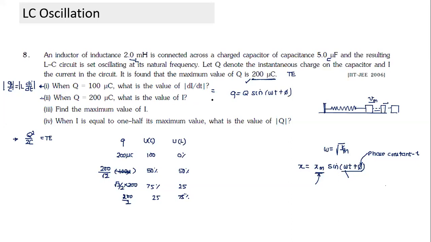So when Q is equal to 200, what is the value of current here? Do we need to differentiate, or can we easily find out what is the value of current here? When Q is equal to 200, what is the value of current? It is equivalent to saying, can you think of what is the equivalent question for a spring block system? Q is equivalent to a spring block system. If I had to draw a spring block system, where is the particle when Q is at maximum displacement? When block is at the maximum displacement, what is the velocity? I is nothing but velocity. When the block is at maximum displacement, what is the velocity of the block?